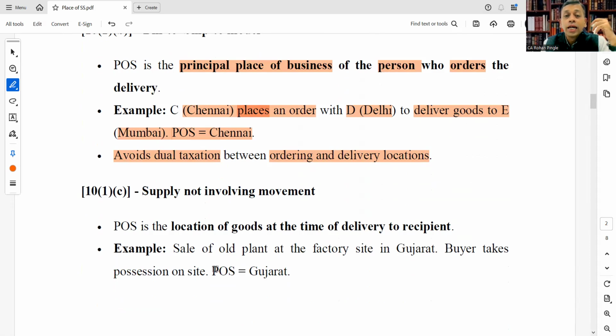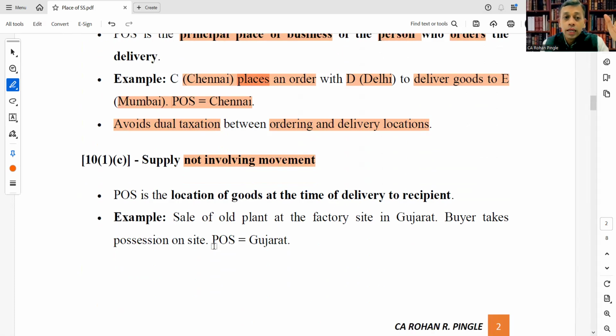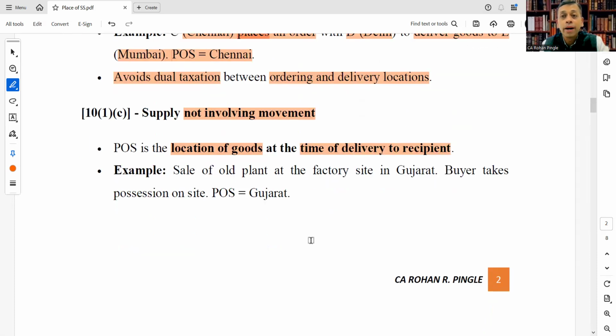Let's move further. Section 10, subsection 1, clause C: supply not involving movement. In clause A, movement of goods. Clause B, build to ship to model. Clause C, supply not involving movement. These goods will not be moved. Let's see what the place of supply is. Place of supply in that case is the location of goods at the time of delivery to the recipient. Let's see by example. You will understand better.